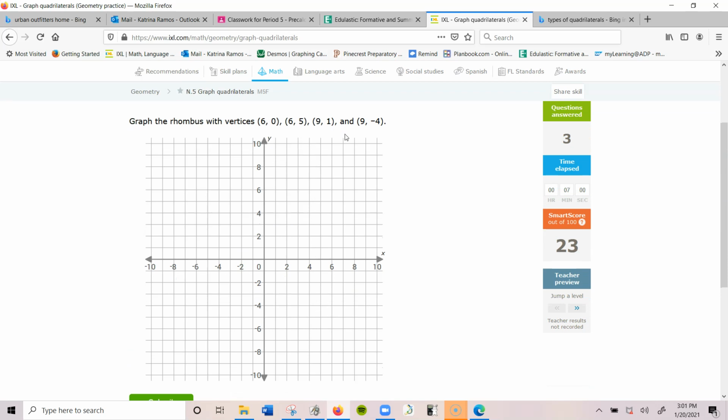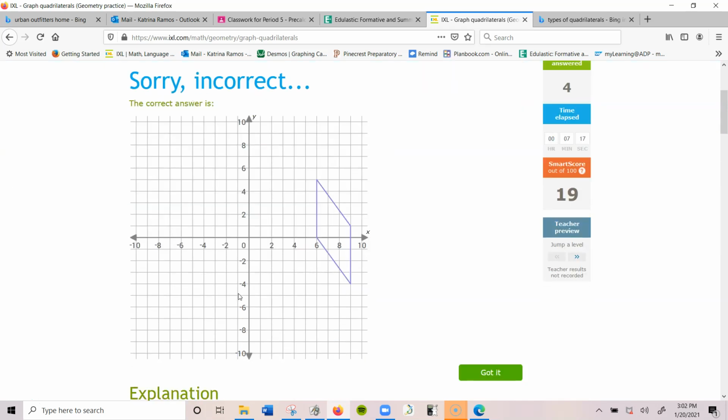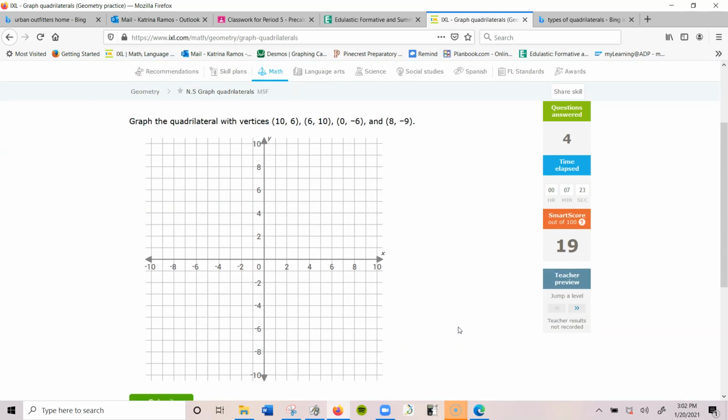I mean, basically, that's all you're doing. You're just getting these 4 points and you're plotting them. So 6, 0, 6, 5, 9, 1, and 9, negative 4. Oh, you got to be careful with those points, man, because then this will happen. But we got this. When you're given your 4 points, you just plot the 4 points on there.